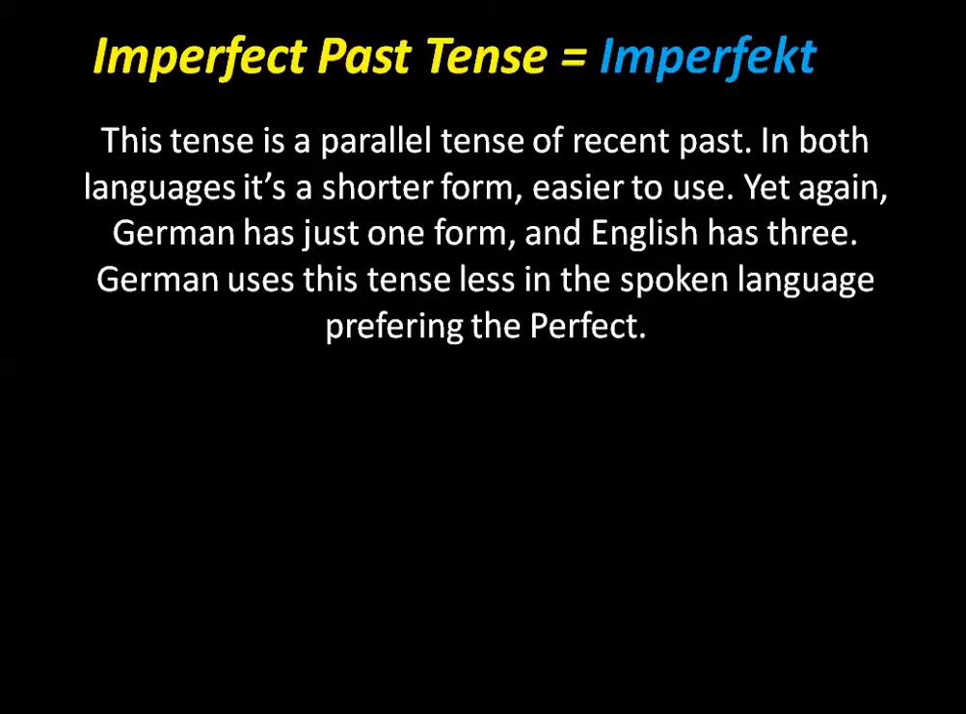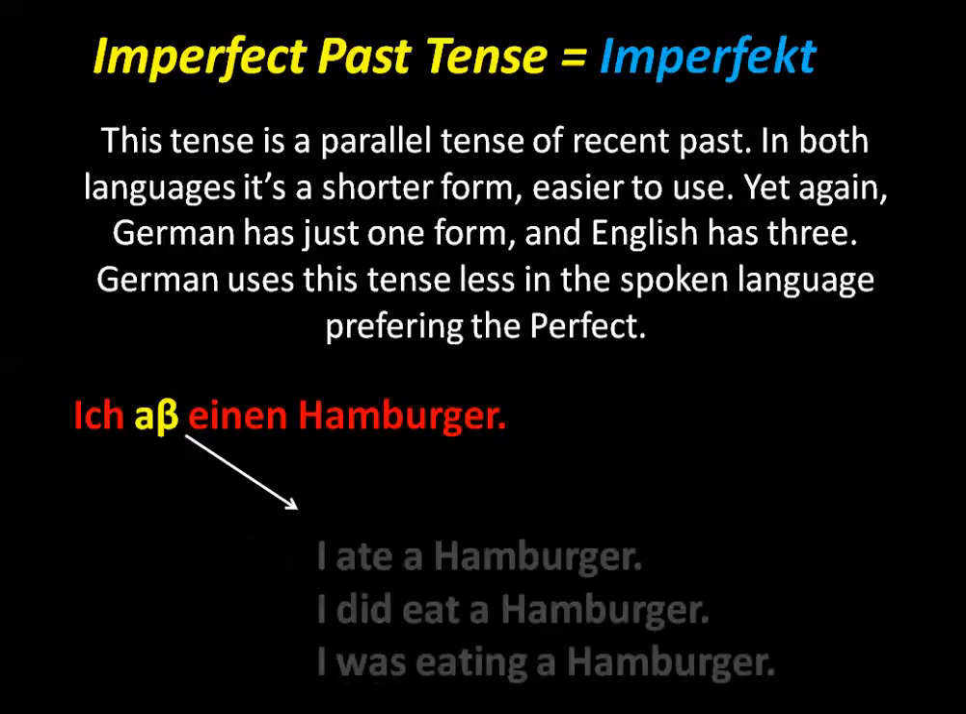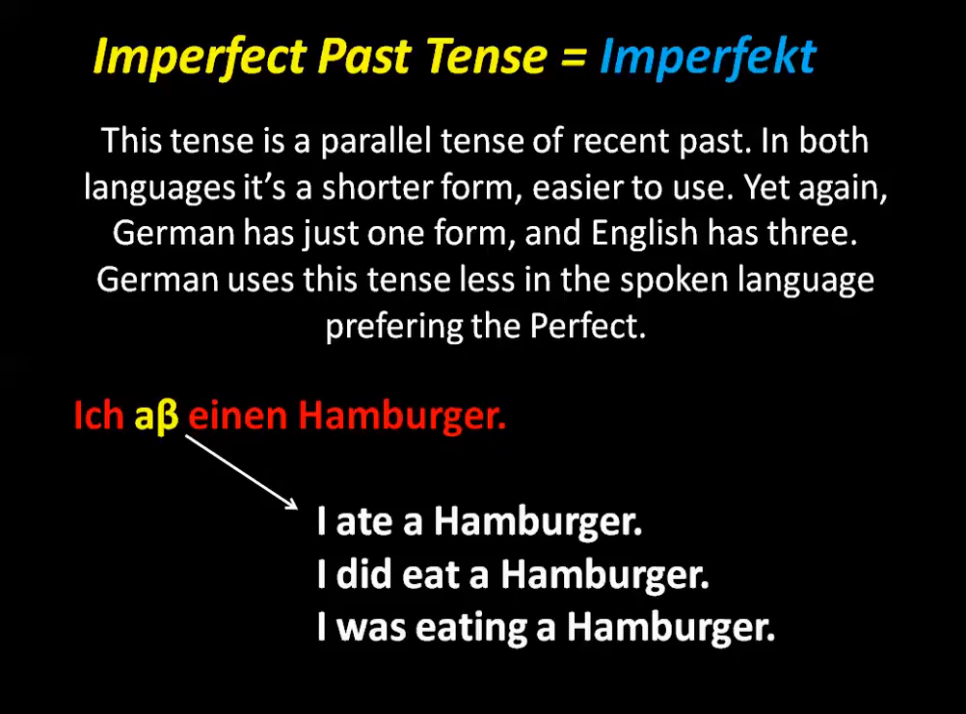Okay, the imperfect tense or imperfect past tense is used in German mostly in written form. So it is spoken, but most frequently only with the past tenses of haben und sein and the past tenses of the modal verbs like wollte or sollte or musste. But basically, it's a shorter form to relate past events. It is easier to use because it's easier to form in most cases in English and in German. But again, the problem is that German has one, and in English you could express this three different ways. Ich aß einen Hamburger. I ate a hamburger. I did eat a hamburger, or I was eating a hamburger.